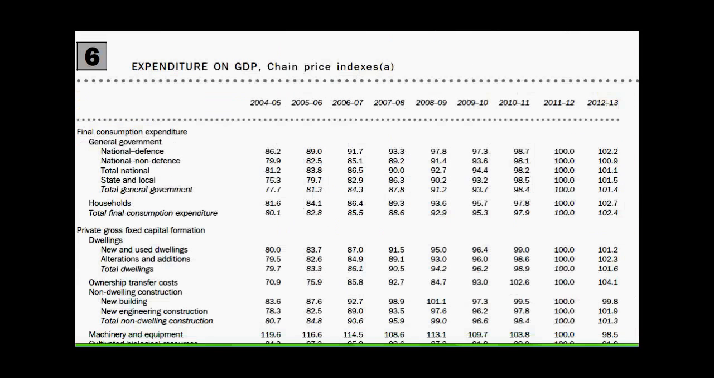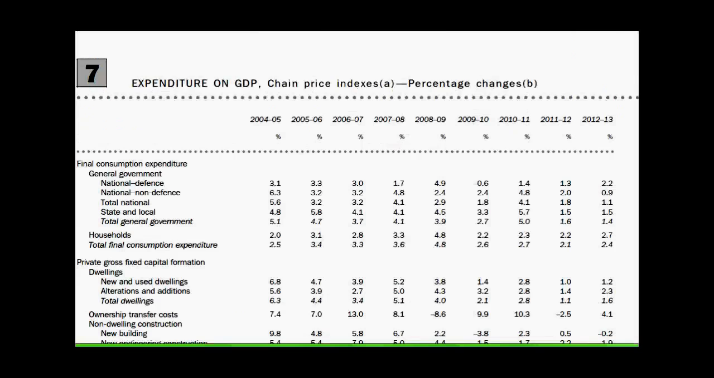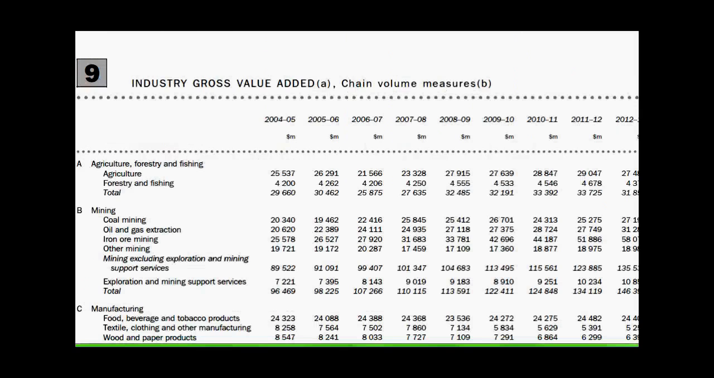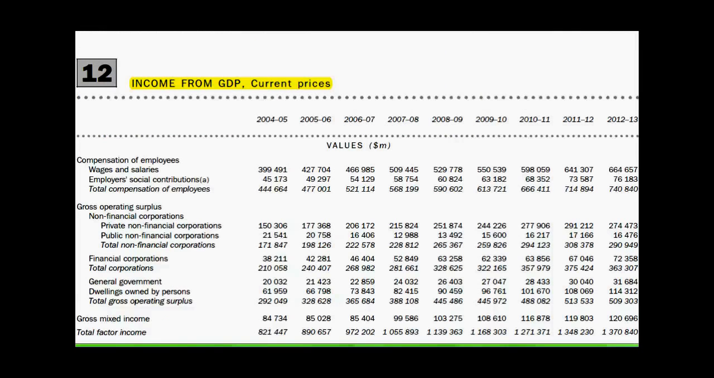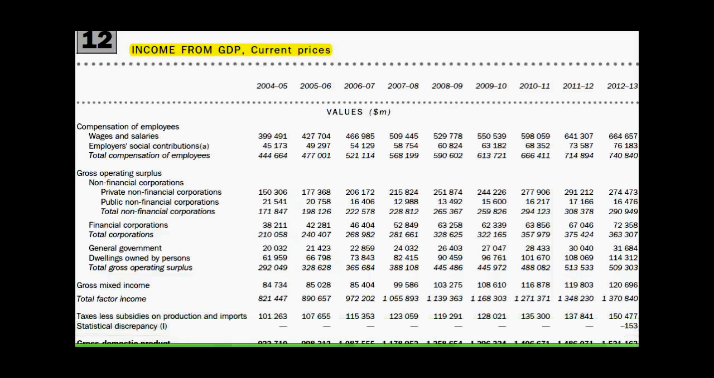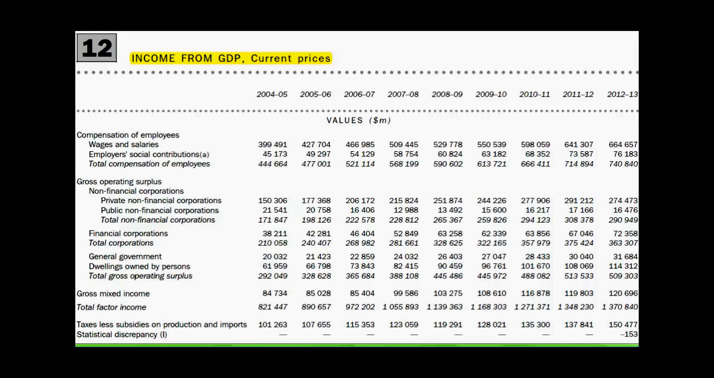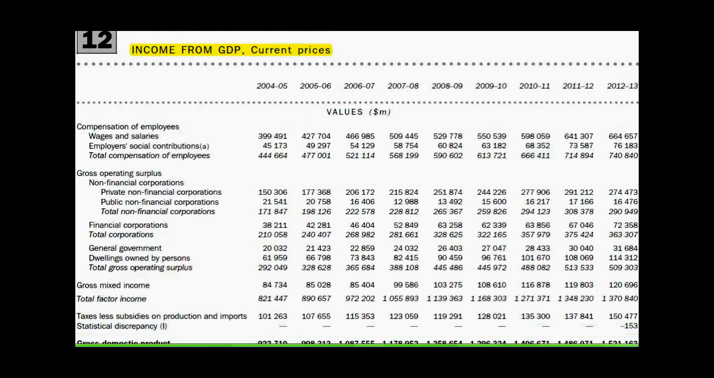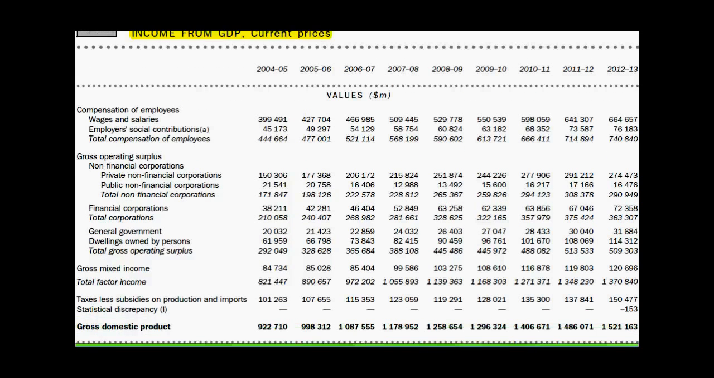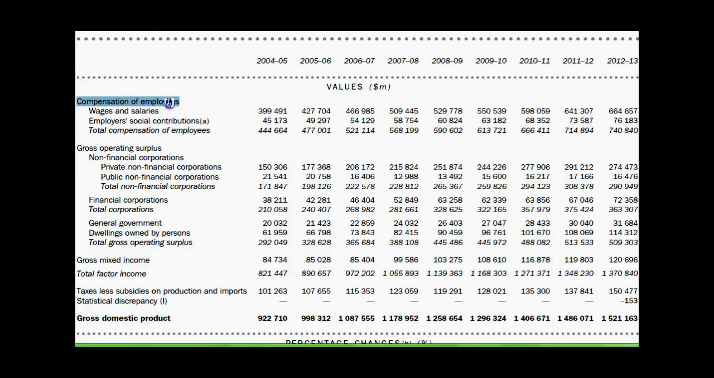If we then keep scrolling down, we could look at the income method of calculating nominal GDP. So this is income from GDP at current prices. So this should be roughly the same. Because the expenditure is income for someone else, we can divide that up into compensation for employees. So this is for workers, wages and salaries, employee contributions, so that's things like superannuation.